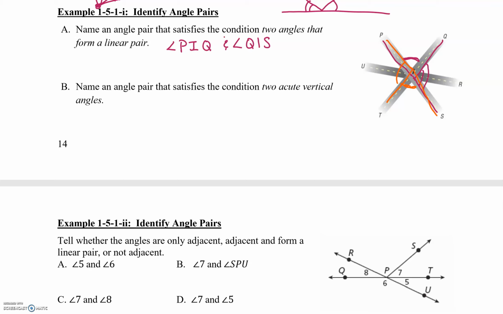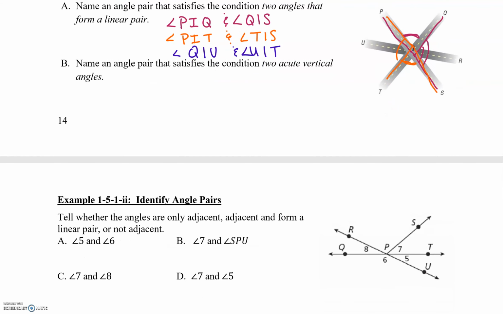And I don't know if you want me to list all of them. I'll go ahead and list them all. You really just need one, but if you want more than one, we'll kind of give you this one, and there is one more I'll give you if you want it. QIU and UIT. So there's some linear pairs.